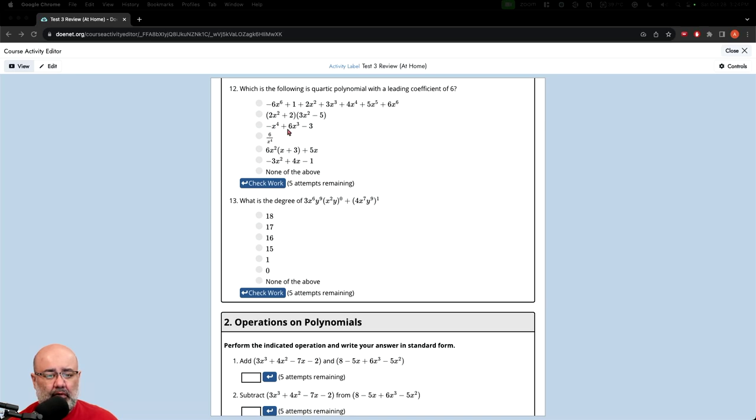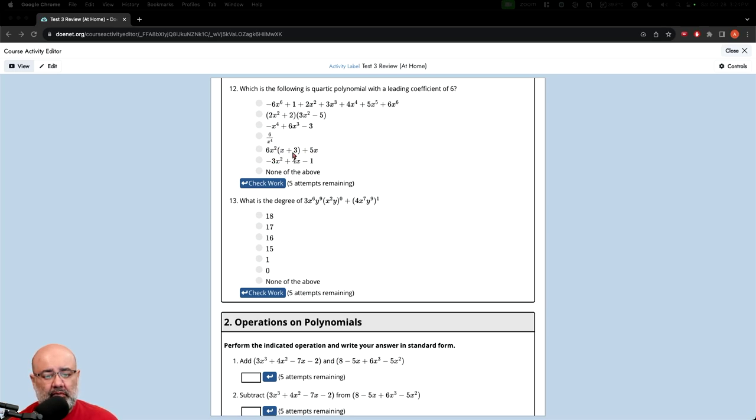Negative x to the 4 plus 6x to the 3rd minus 4. This is a quartic polynomial because the highest power is 4, but the leading coefficient is negative 1. There is a 6 here, but it's not the leading coefficient, so this one's out. This one's not even a polynomial. The x cannot be in the denominator.